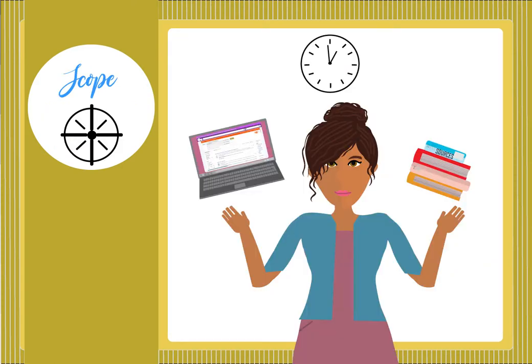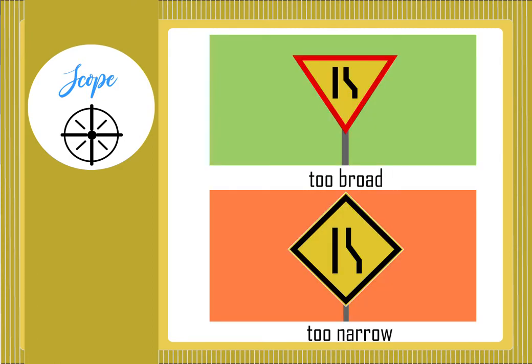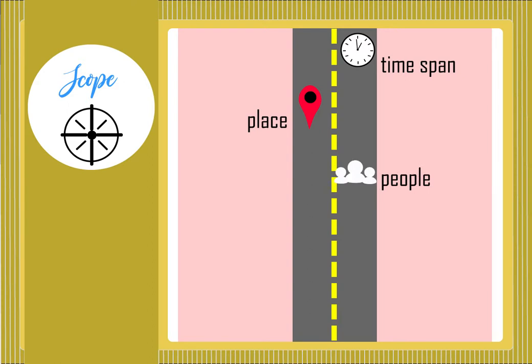Scope. Your topic must be manageable. Avoid choosing a topic that is too broad or too narrow. If it's too broad, you will be overwhelmed by too much information. If it's too narrow, you may not find enough material. Narrow the subject by focusing on a narrower time span, a smaller place, a specific group of people, a specific event, or specific individual.